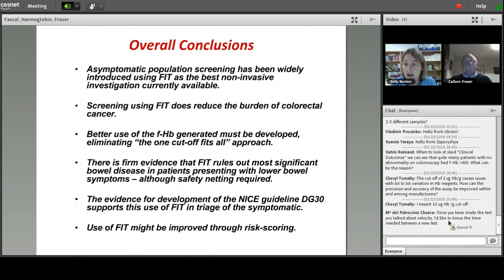Great, thanks, Callum. So a third question is from Katrine Raymond, I believe from Estonia, commenting on how when the clinical outcomes, when you see a haemoglobin greater than 400, there is no abnormality detected on colonoscopy, and can you explain that? What's the reasons for that?